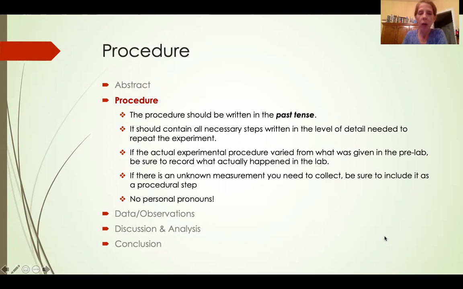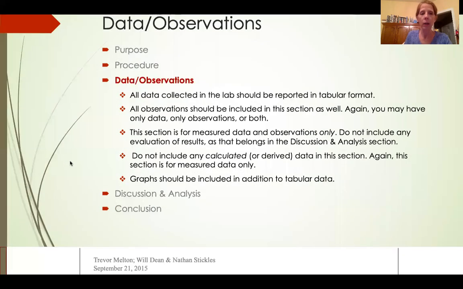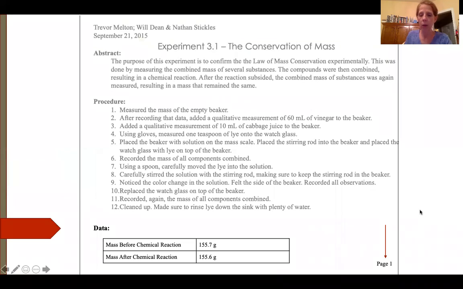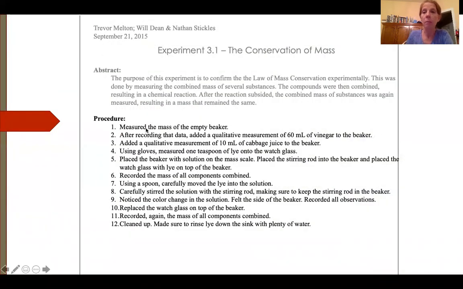What would a procedure look like? It would look like this. Again, if you remember what we did in the first video, it said measure the mass. Oh, let's go back. Oh, hang on, I'm the wrong way here. Okay, it said measure the mass of the empty beaker, measured the mass.